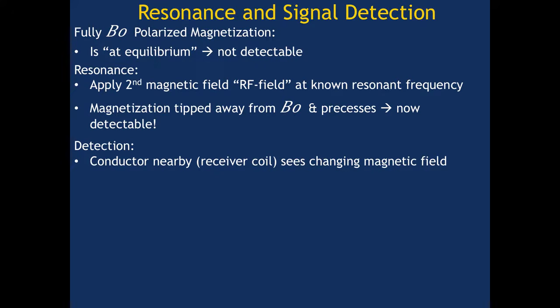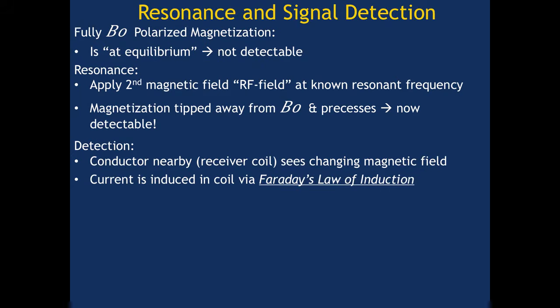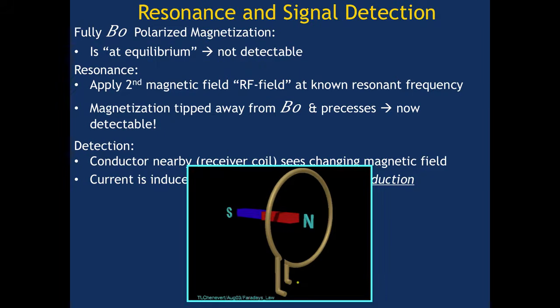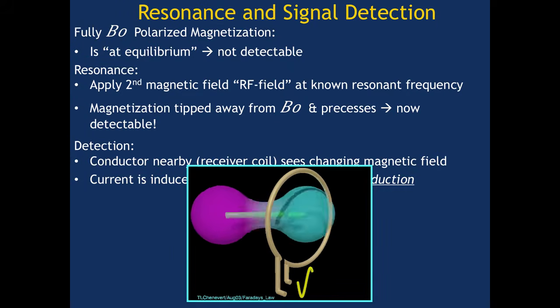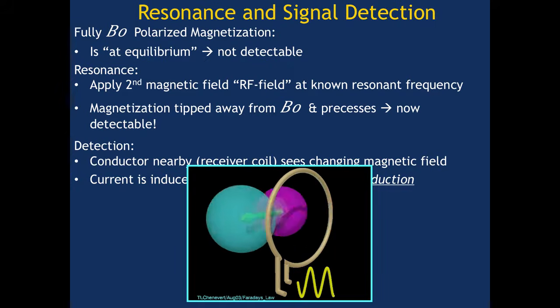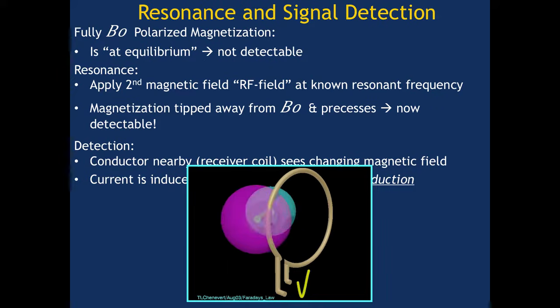The mechanism of detection of that signal is basically just a receiver coil, a loop of wire near that macroscopic magnetization, that large green magnetization that we had polarized by our main magnetic field. This effect, Faraday's law of induction, is identical to how we generate electricity by rotating a magnet near a loop of wire. I've slowed things down quite a bit. The RF frequency and the precessional frequency that we're looking at here is really tens to hundreds of cycles per second.